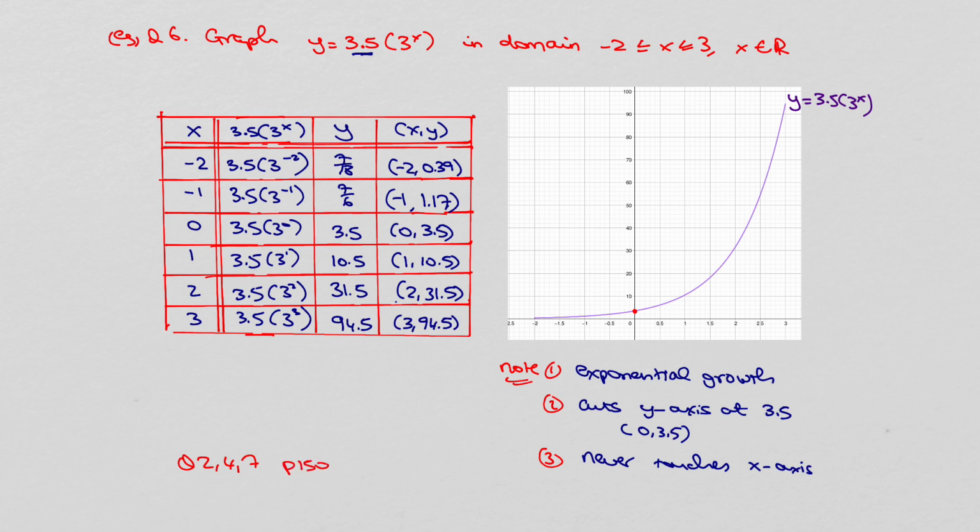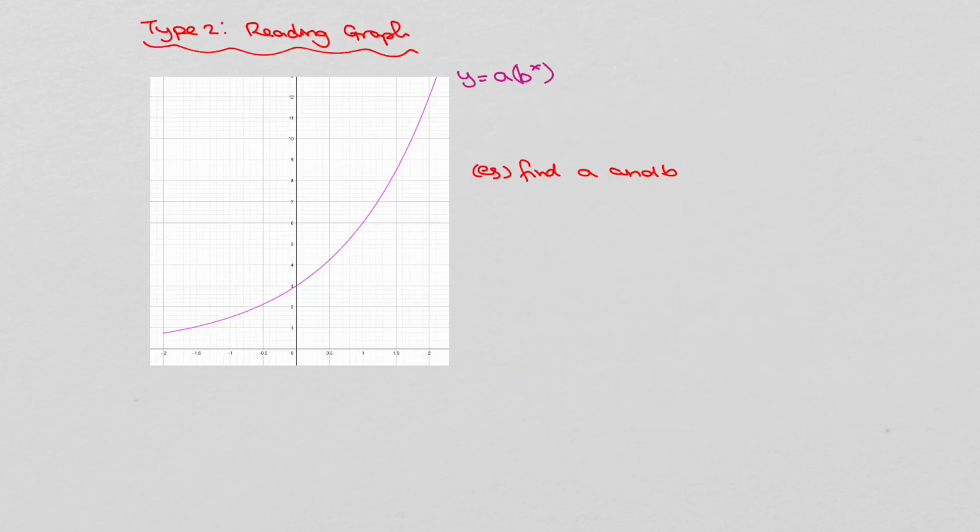And then we're going to look at how do we read a graph. So this is going to be type 2. In this case, we'll be working backwards, where we're given the graph and we're asked to identify what this function is. In other words, what is A and what is B. We have to note that A is always going to be where it cuts the y-axis. So to find A, A is the y-intercept. In this case, we can see the y-intercept is 3.